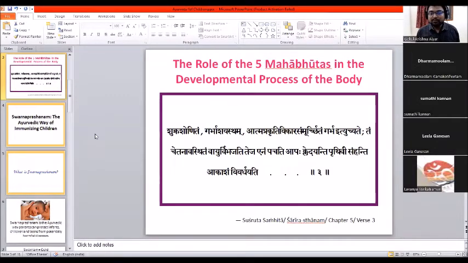What do the five Mahabhutas do? How do the five Mahabhutas help in its developmental process? So here Acharya says, Vayuhu vibhajati. So any kind of cell division is controlled by Vata, Vayu Mahabhuta. And then Tejaha enam pachati.